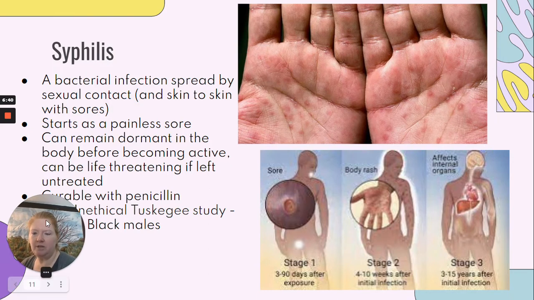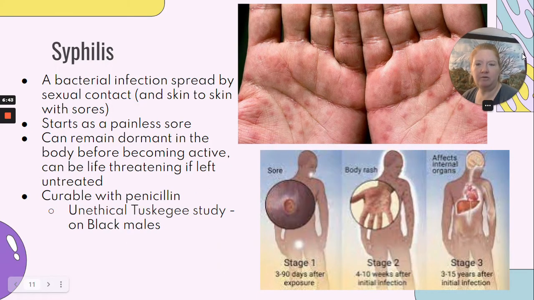So syphilis is a bacterial infection. It's spread by skin to skin contact as well as through sexual contact. Skin to skin contact with sores. So you can see the sores are not just in the genital region. It starts as a painless sore. It can remain dormant before becoming active, and it can be fatal if left untreated.